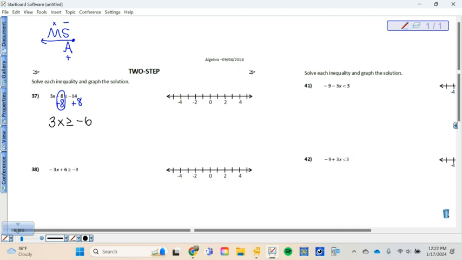Very good. Okay, now what do I do to solve for x? Very good. Divide by 3. And that means I have to divide by 3 over here. These 3s cancel out. Got x by itself. Do I have to flip my inequality? Why not?